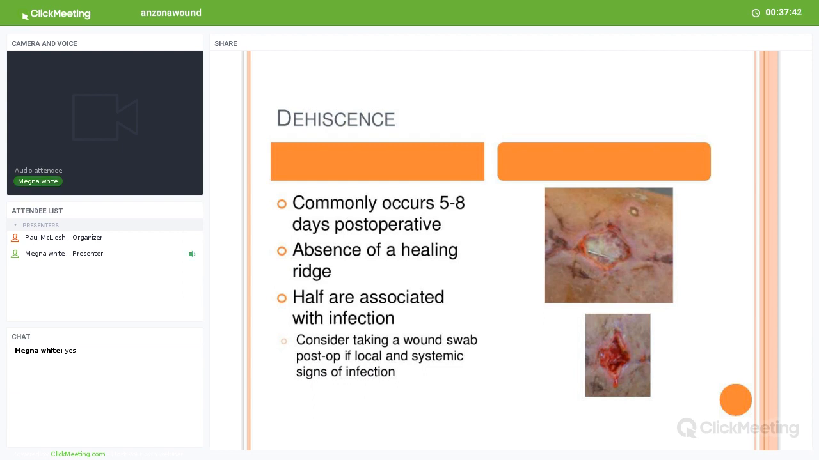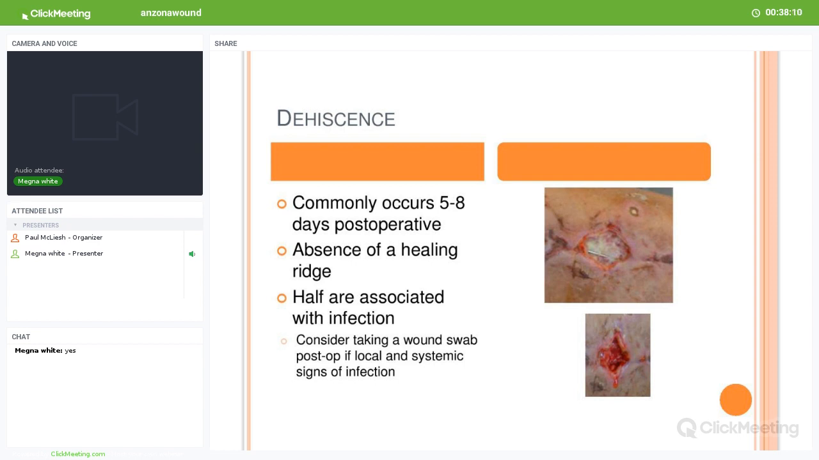So when we talk about dehiscence, this commonly occurs 5 to 8 days following the operation. It can be the absence of that healing ridge, so that induration either side of the surgical wound. More than half are associated with infection, so do consider taking a wound swab. So dehiscence is defined as a separation of the layers of a surgical wound.